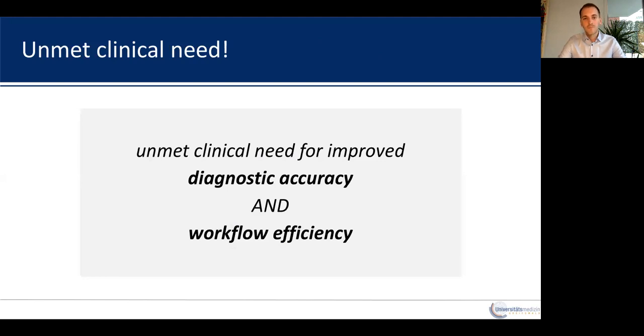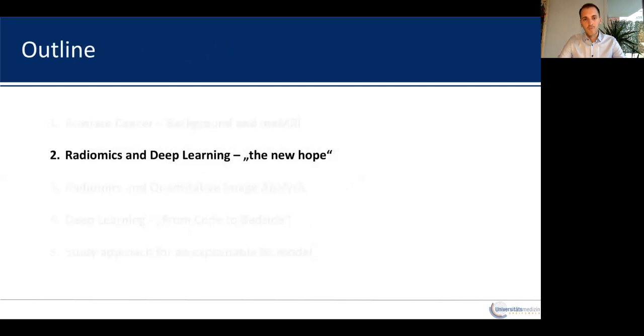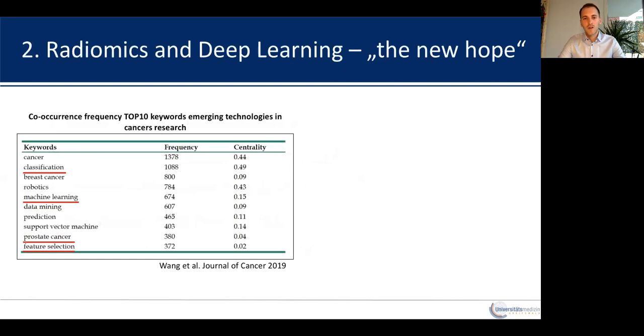With this in mind, we get to our next point with the title, Radiomics and Deep Learning, the New Hope. In preparation for this talk, I found a very interesting study in which those authors looked into the main keywords in emerging technologies in cancer research. And when we look into this table on the left-hand side, we can see that the 10 top co-occurring key features are listed, which emerge together in emerging technologies and cancer research.